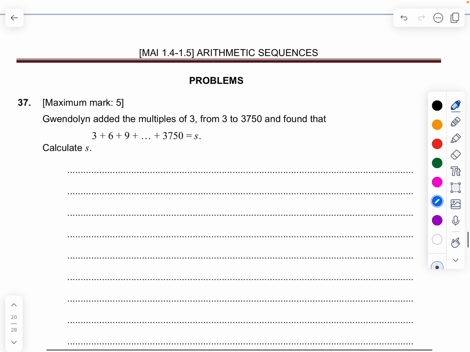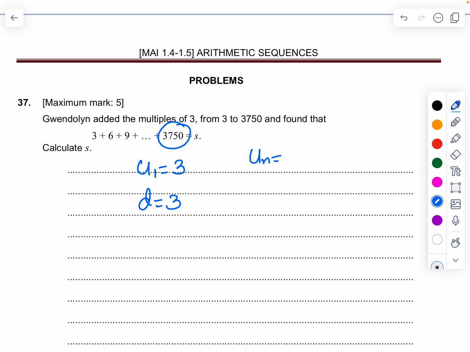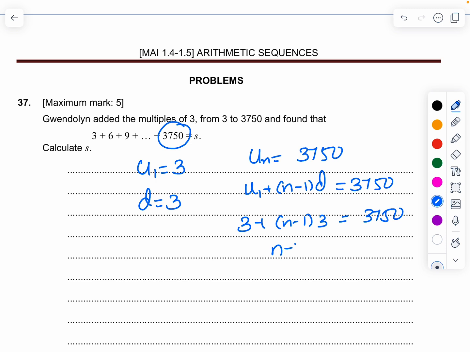Question number 37. Added the multiples of 3 from 3 to 3750 and found that this is S. Calculate the value of S. So u1 equals 3 and the common difference is 3. Which is the nth term? We don't know how many terms he has added. Nth term formula: u1 plus n minus 1 times d equals 3750. u1 is 3, n minus 1 times 3 equals 3750. So n minus 1 times 3 equals 3747.